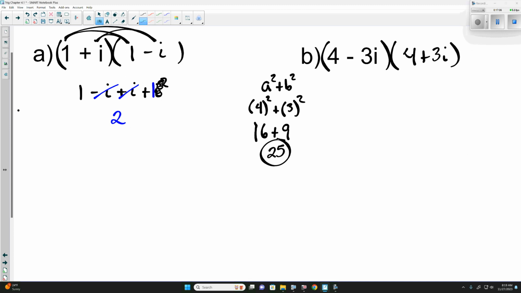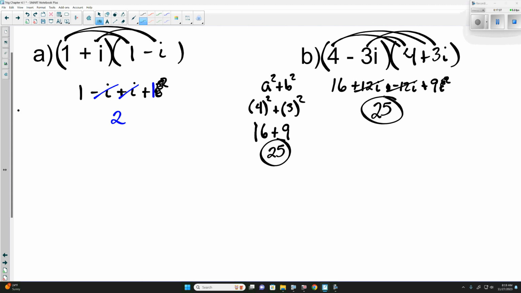If we work this out, 4 times 4 is indeed 16. 4 times 3i is plus 12i. Negative 3i times 4 is minus 12i. And negative 3i times 3i is negative 9i squared. Well, our 12i minus 12i is 0. Our i squared turns it from negative 9 to positive 9. And 16 plus 9 is, lo and behold, 25. Calculator will tell us the same thing.